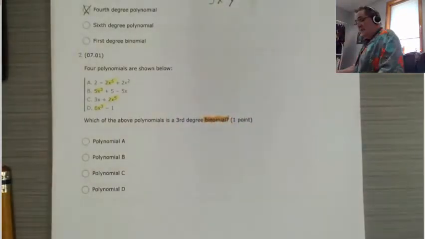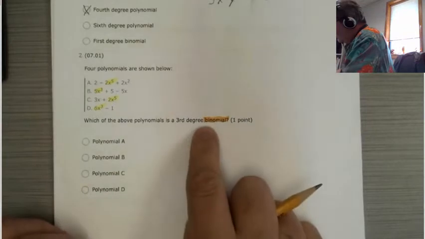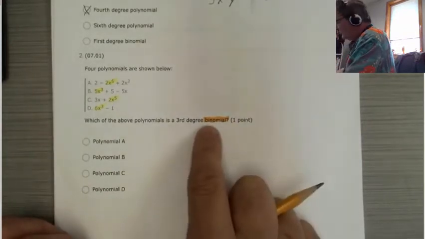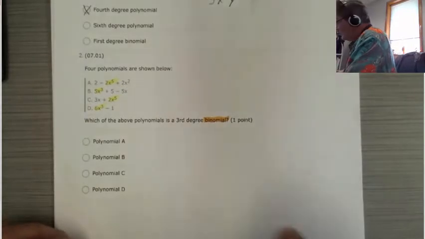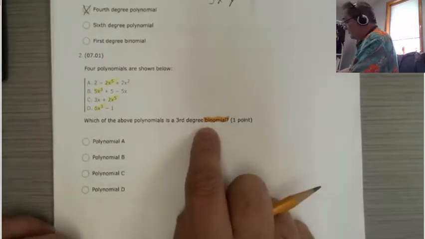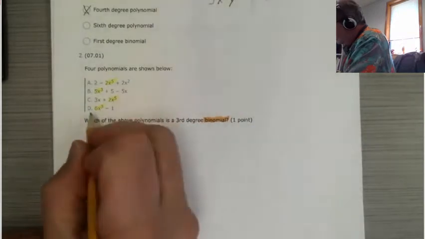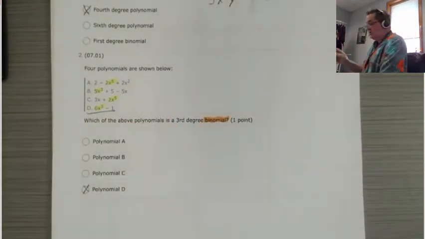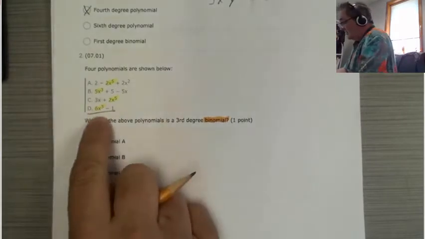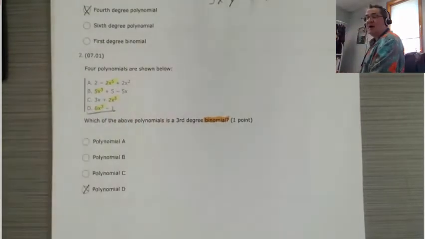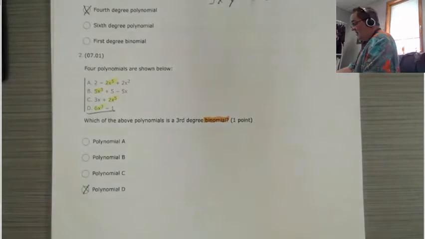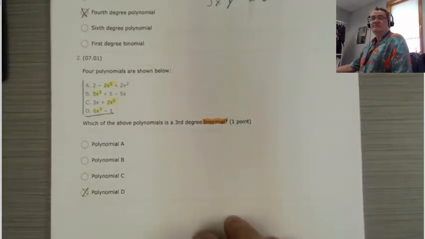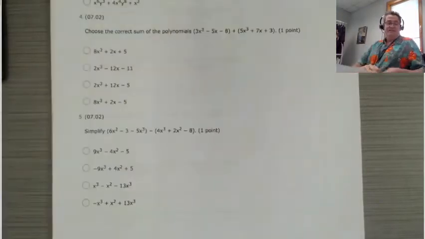Binomial. Bi. That's 2, right? We have a monomial. Mono is 1. Bi is 2. Tri is 3. Trinomial, tricycle, 3 wheels. Bicycle, 2 wheels. Binomial, we're looking for D, the one that only has 2 terms. This one has 3 terms. It's a trinomial. So, third degree binomial right there. Don't get tripped up by that.